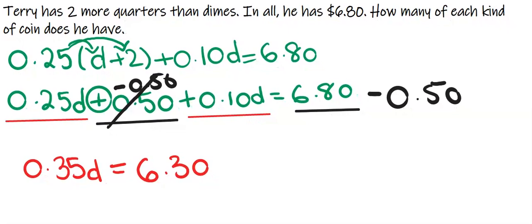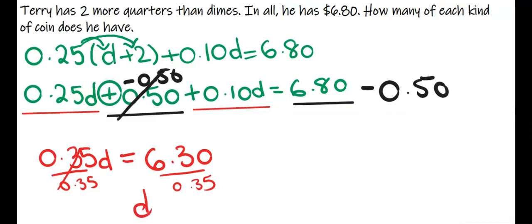Okay. Now we have to divide by 0.35 on both sides of the equation. Here, these two get cancelled out. And all we have left is D. We have to drop down the equal sign. Now we have 6.30 divided by 0.35. And when we divide them both, we will get D is equal to 18.